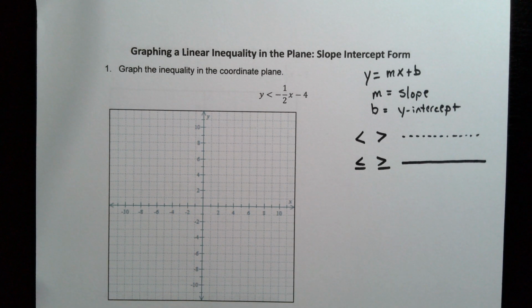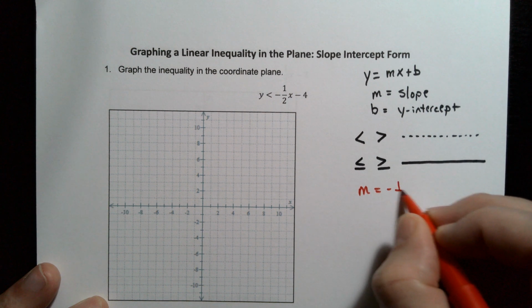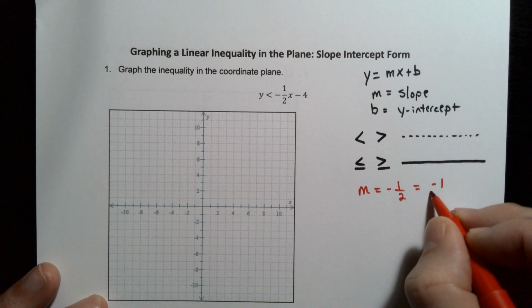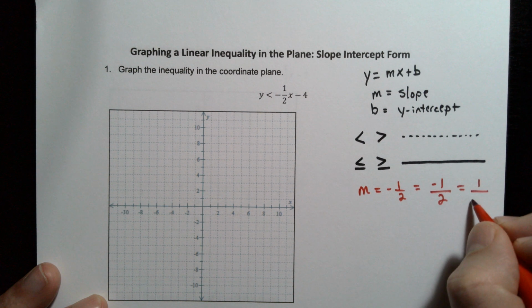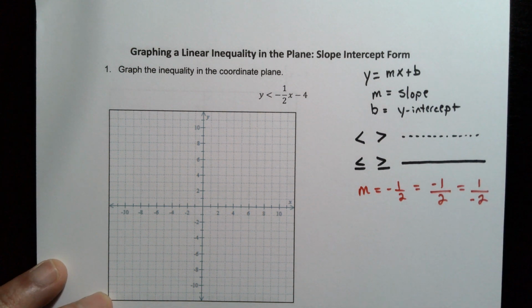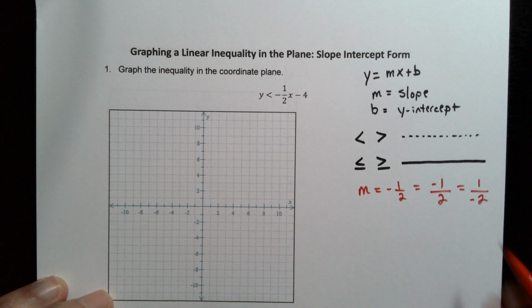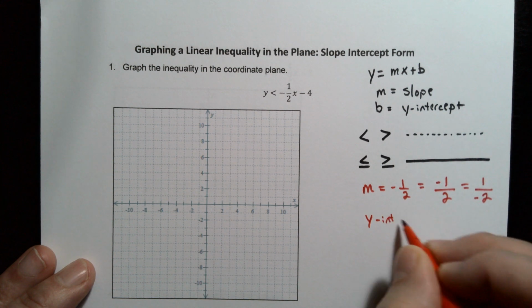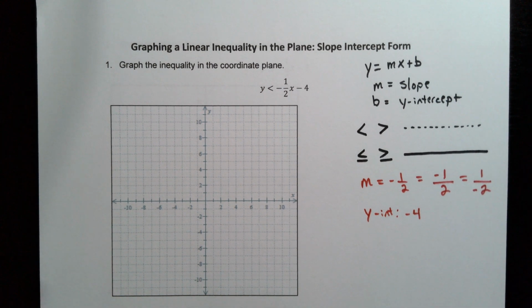Okay, so let's see. On this problem, we have our slope is equal to -1/2. And remember, that's rise over run. That can be written as down 1, right 2, or it could be written as up 1, left 2. Okay, so we can use either one of those slopes. So that's -1/2 can be written in either one of these ways, and it's rise over run. Okay, and our y-intercept, our b, is equal to -4.